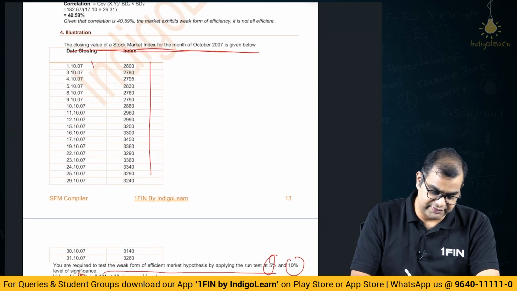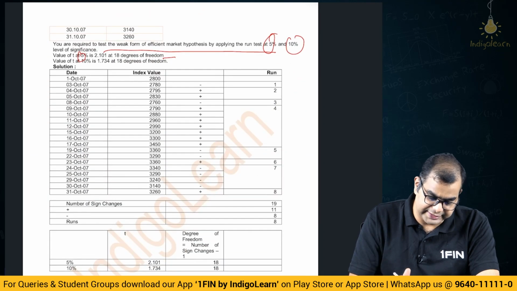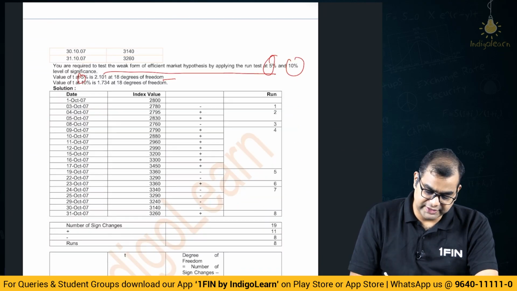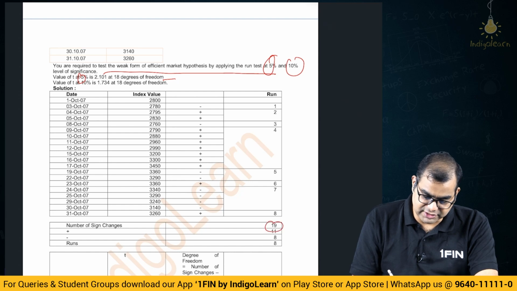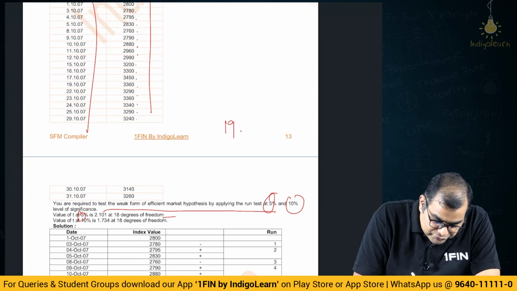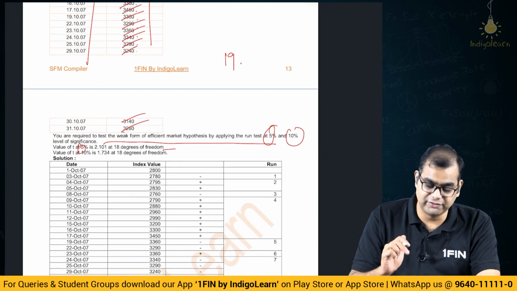First they have given values here. How many? 1, 2, 3, 4, 5, 6, 7, 8, 9, 10, 11, 12, 13, 14. I think they have given 19 values. 17, 18, 19. Yes, they have given 19 values. No, they have actually given 20 values, my bad. 1, 2, 3 up to 20. So they have given you 20 values.